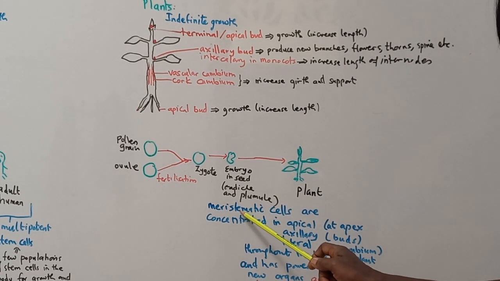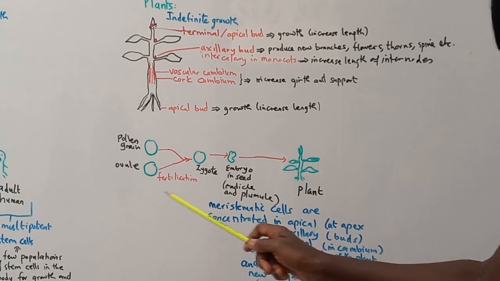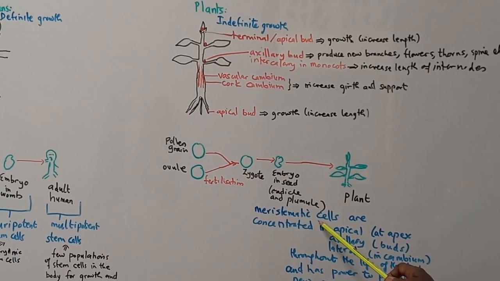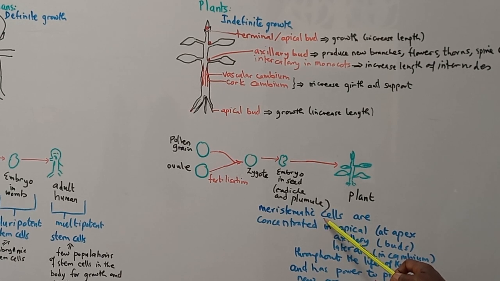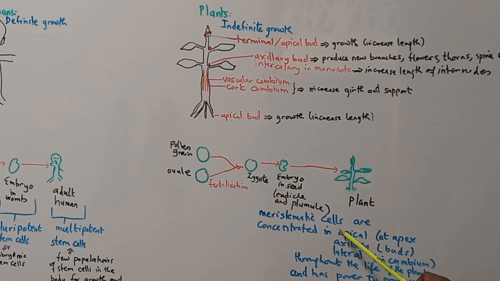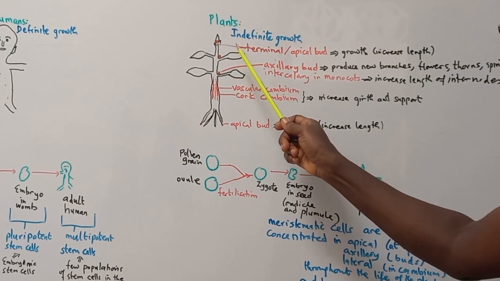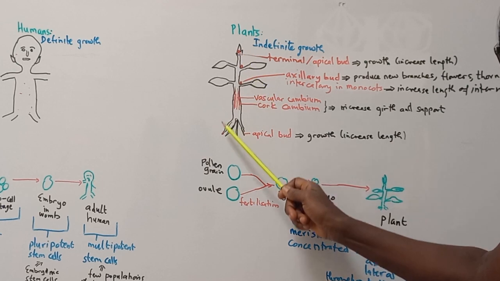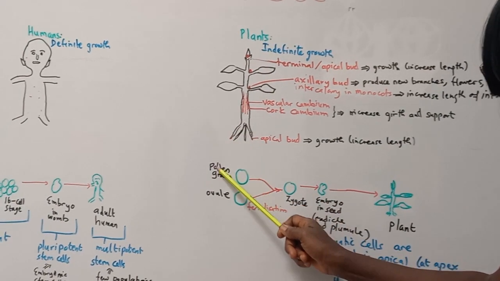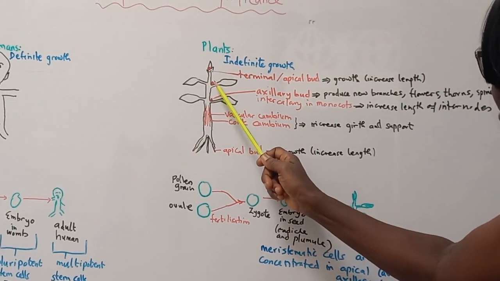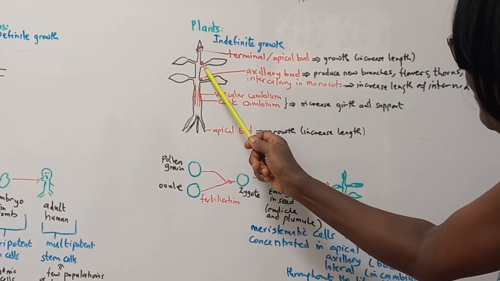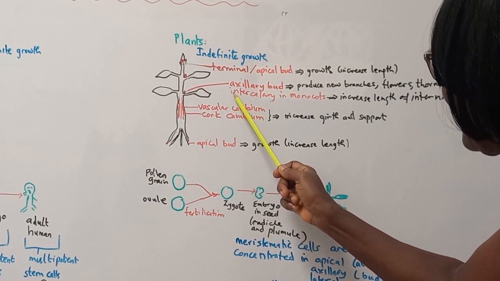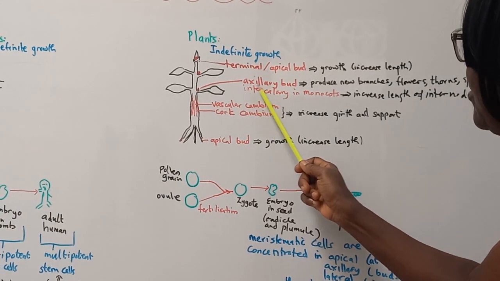Now, the meristematic cells, which are equivalent to stem cells in animals, right from the embryo, are concentrated in various areas. When the meristematic cells divide by mitosis, they differentiate into four main types of cells. You have apical meristem at the tip of the roots, that causes the root to grow long, and at the shoot tip, that causes the shoot to grow long. Then you have meristematic tissue concentrated in axillary buds that produce new branches, flowers, thorns, spines, etc. These will help the plant to go on growing indefinitely, producing new organs.